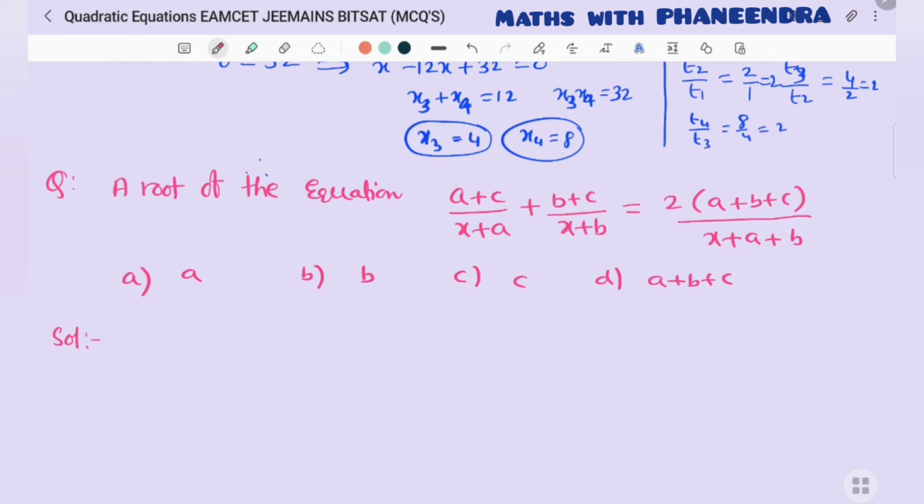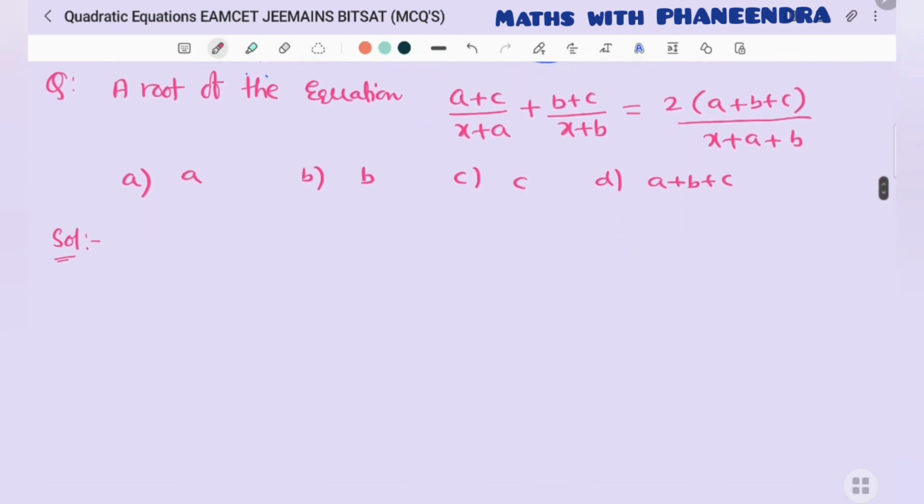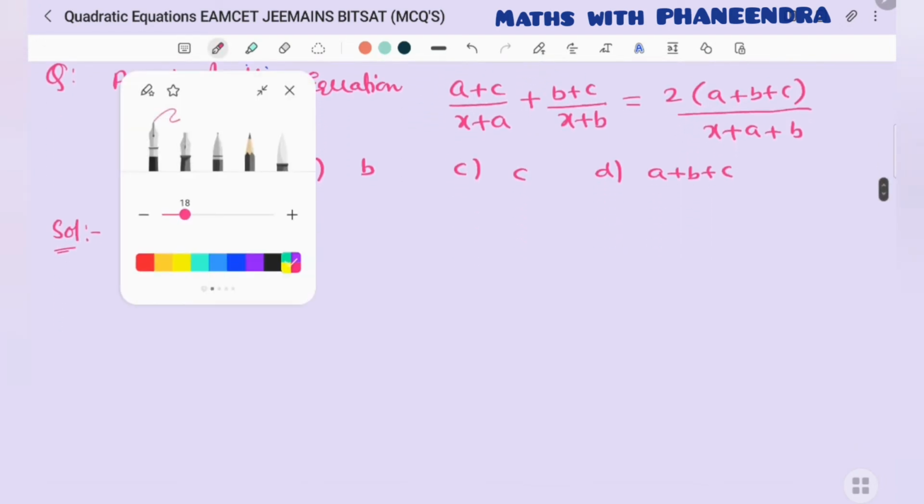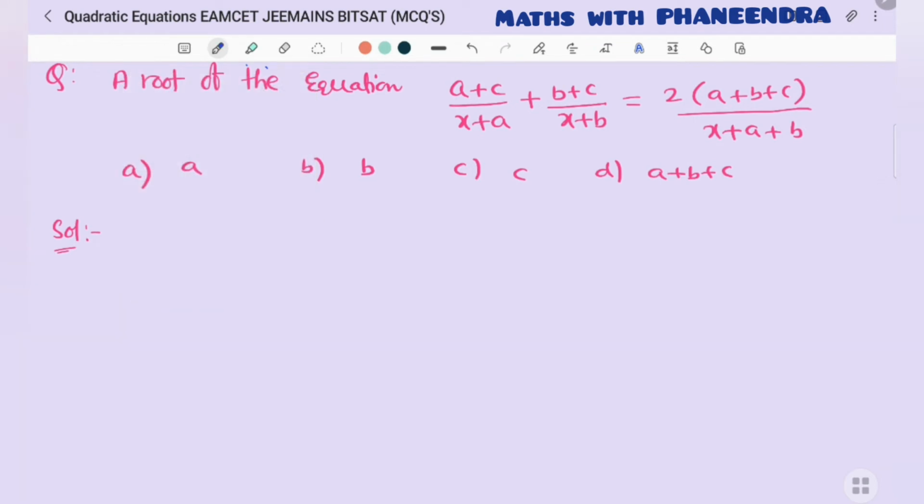By observing, it looks like a difficult question, but it is very easy. By taking option verification in this case also, the first term, if you observe, is a plus c by x plus c. The second term is b plus c divided by x plus b. In the first term, a is in the denominator and c in the numerator. Here b is there and here c. Here a plus b plus c is there, but here a plus b is there, c is not there. So I am taking option verification here.